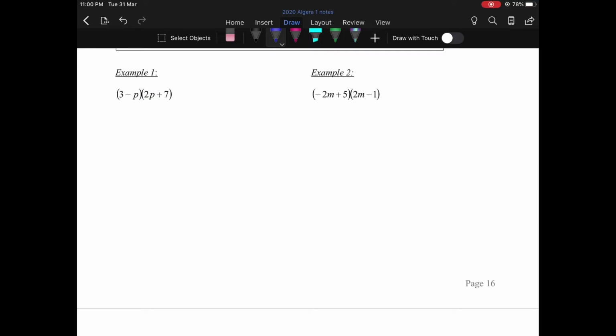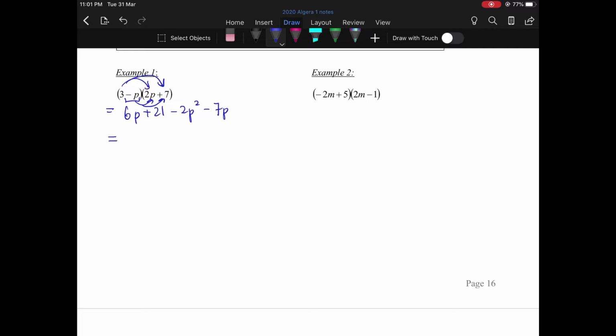Example 1, we have to distribute 3 minus p into every term. So we have to draw the arrows to guide our eyes. So 3 times 2p, we get 6p. 3 times positive 7, we get positive 21. Then we have to distribute negative p into every term. We will get negative 2p to the power of 2. And we will get negative 7p.